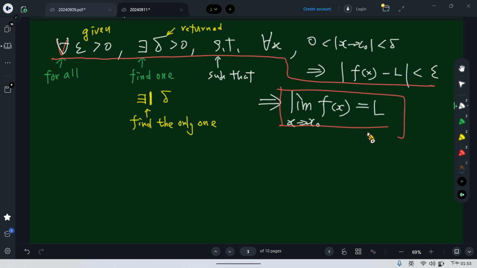So you can see when I give you an epsilon, I always can get a return delta. So that means the delta should be related to epsilon, right? We can regard delta as a function of epsilon, because if I give you a different epsilon, maybe I will return a different delta to you. So we can see it's just like a pair. The delta should be related to epsilon.